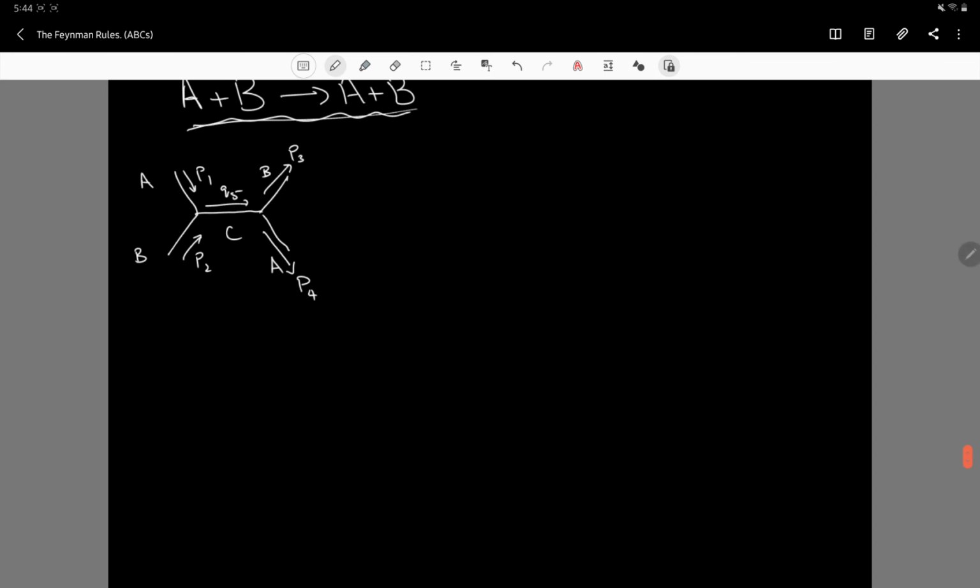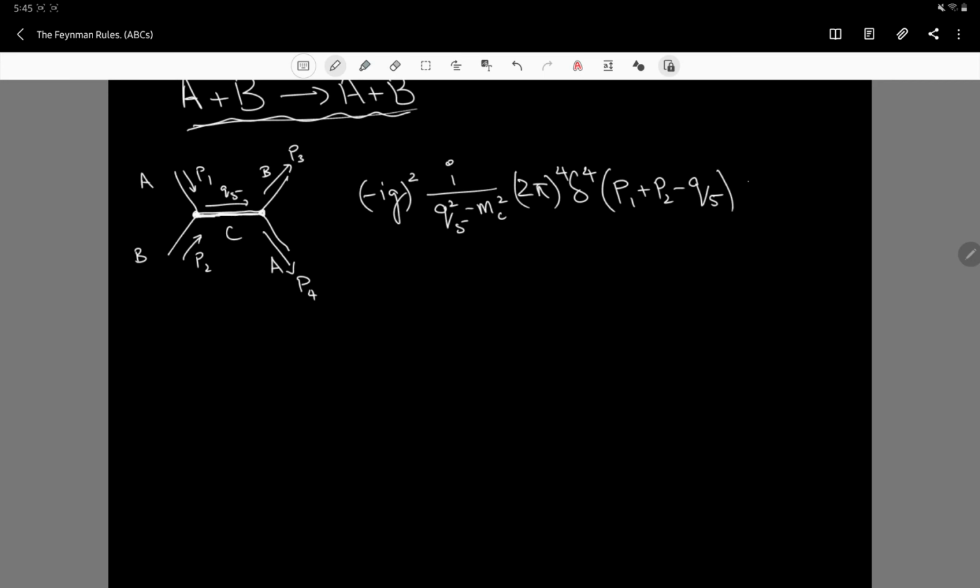Now you can see you have this and this, so you have two vertices, so you would have negative iota g squared. Now you have one internal line, that is this line C. So you would have this factor associated to it, iota over, for line C, so minus mc squared. For line C you have associated momentum Q5, so Q5 squared. And then what you simply do is conserve the momentum with this 2 pi raised to power 4 delta 4, P1 plus P2 minus Q5, d4 Q5 over 2 pi raised to power 4. Of course, we are integrating over the internal momentum Q5.